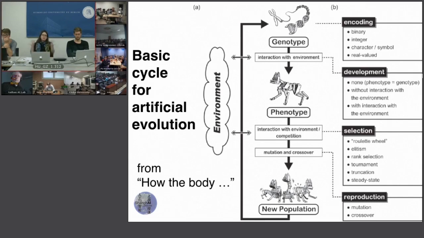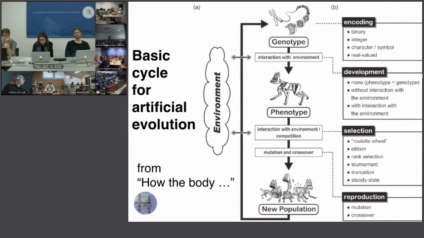And crossover means that you take basically two of these strings, and use them to create a new offspring. Basically, you take a part of the first string and then part of the second string and combine them. And by doing that, at the end, you have your new population, and the whole cycle continues. So this is the basic cycle for artificial evolution, how you start with the genotype, create the phenotype, create this new population, and have the whole selection and variability there.